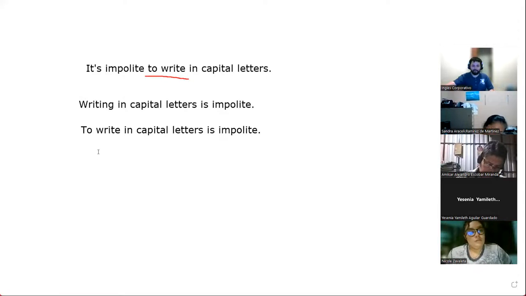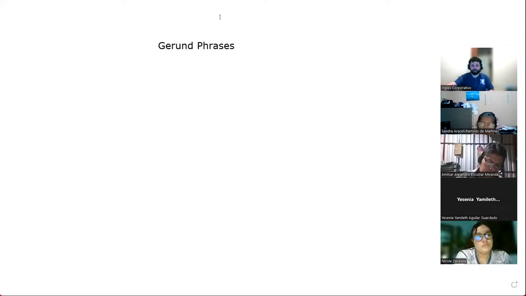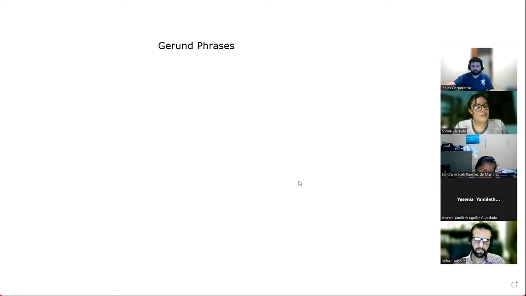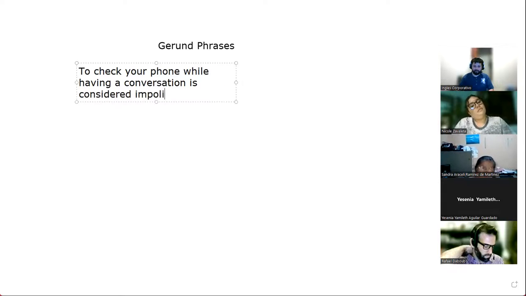So let's have more examples, okay? Let's turn more of your examples into gerunds, okay? Gerund phrases, right? What else do we have, guys? Nicole, could you please share the example that you got for us, the infinitive example, one of your examples? Sure. To check your phone while having a conversation, it's impolite. Very good. To check your phone while having a conversation is considered impolite. All right, great job.